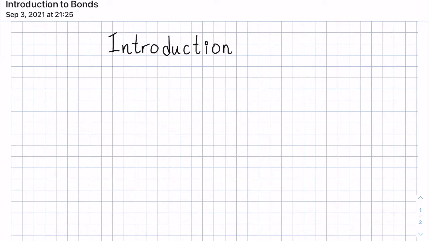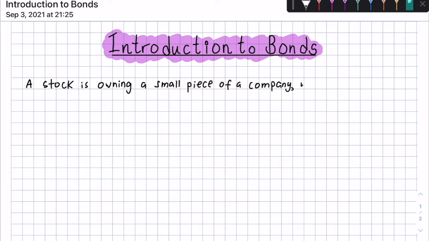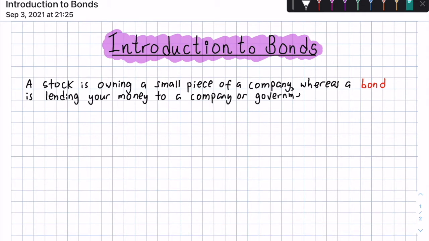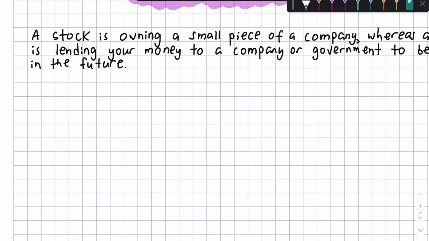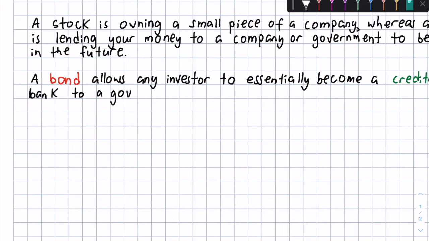Welcome back, everybody, and today we're going to be doing an introduction to bonds. This is the third finance video, and this also kind of ties into investing. Although owning a stock is owning a small piece of a company, when you own a bond, you're essentially lending your money to a company or government, and this amount of money is going to be repaid in the future at a preset date. A bond allows any investor to become a creditor to the borrower, so a company or the government. And this, like I said, can be a government or a corporation or a municipality as well.